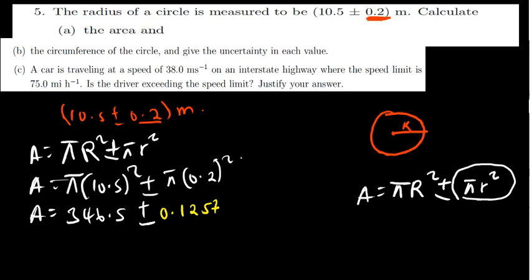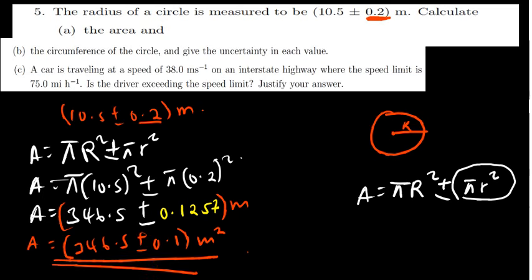So you can just say 0.1. You are getting my point there, right? But first you can write it the way it is there, no problem. Then you put meters. Then the final one you'd say 346.5 plus or minus 0.1 meters. Since it is area, it's going to be meters squared. So this is the answer.